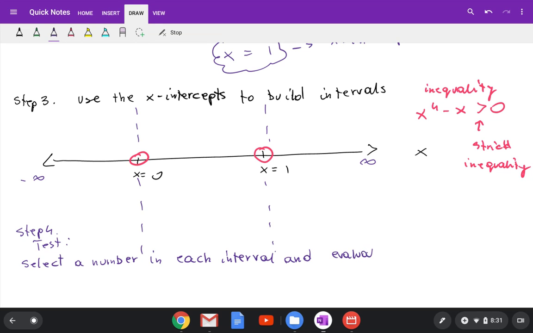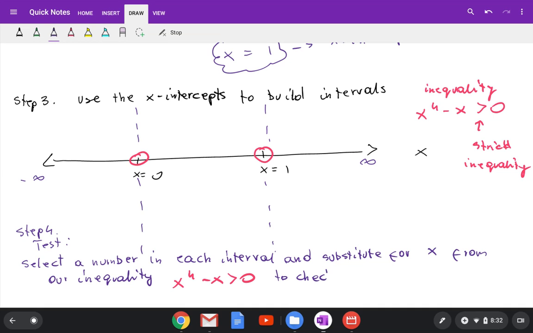Evaluate. Okay, maybe let's do it. And substitute for x from our inequality, which is x to the power of 4 minus x is greater than 0, to check if it satisfies our inequality.